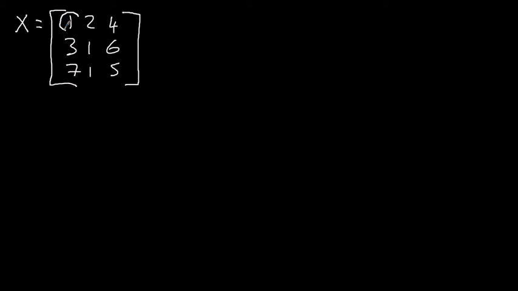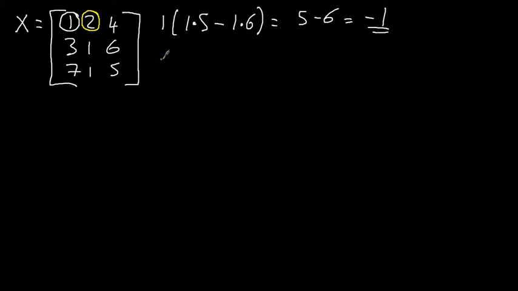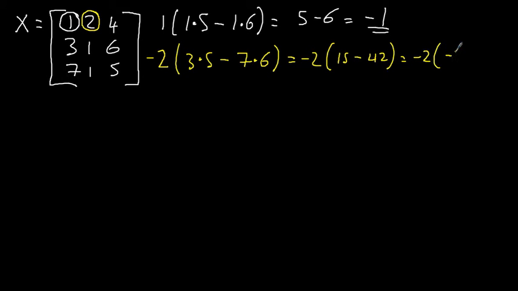So if we start with the first part of the determinant, it's going to be one lot of 1 times 5 take away 1 times 6. So we don't write 1 lot. 5 take away 6, which is minus 1. That's the first number. Now we look at the 2 element, but because of its position we change its sign. We can do it before or after. Let's do it now. Minus 2 lots of 3 times 5 take away 7 lots of 6, which is minus 2 lots of 15 take away 42, which is minus 2 lots of minus 27, which is equal to plus 54.